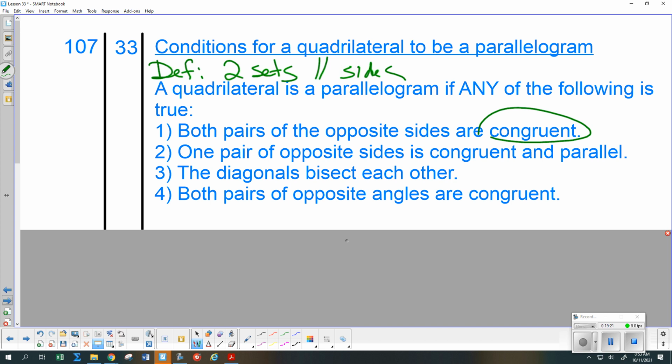And again, it's kind of like with congruent triangles. We don't have to satisfy the definition of all three sets of angles, all three sets of sides. We've got some shortcuts, some other ways to say they're congruent. We could satisfy the definition, or these are some other ways to say that it's a parallelogram.